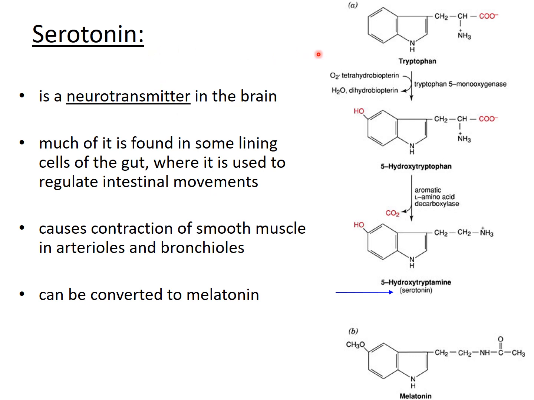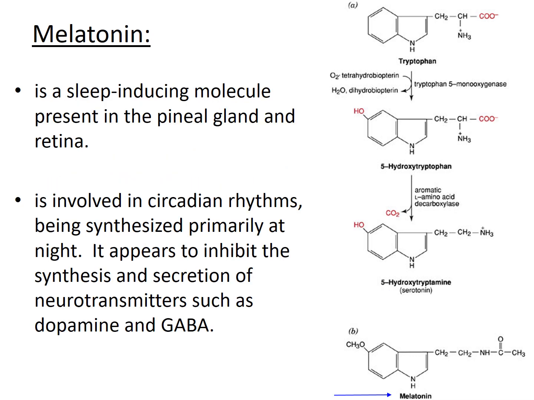Serotonin is one of the bioactive products. You don't need to remember the pathways, but please remember that serotonin is a neurotransmitter, so it needs to be synthesized, and we go one step further. Melatonin is synthesized from serotonin, so from tryptophan, and it is a very important molecule to regulate our circadian rhythm. Inhibit the secretion of neurotransmitters, and it puts us to sleep.